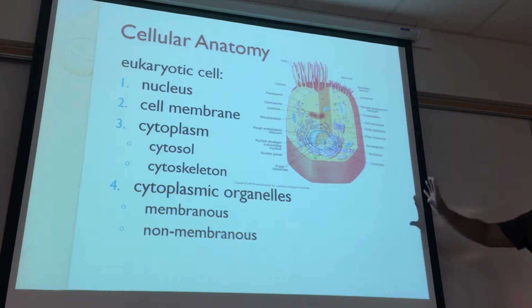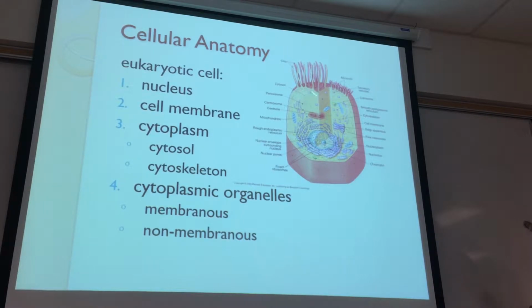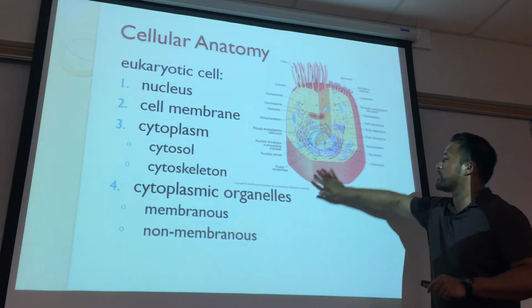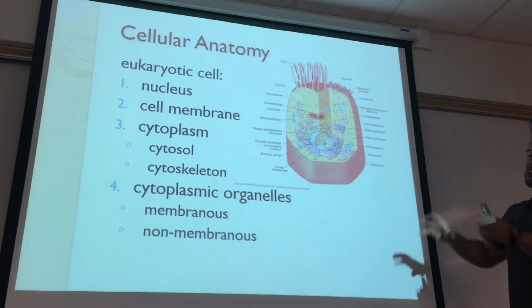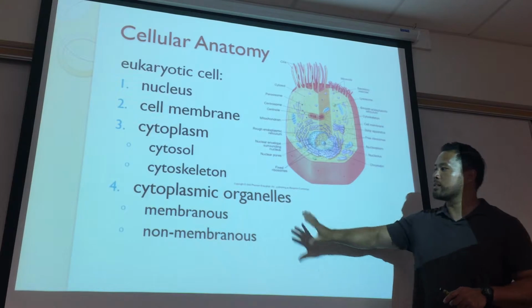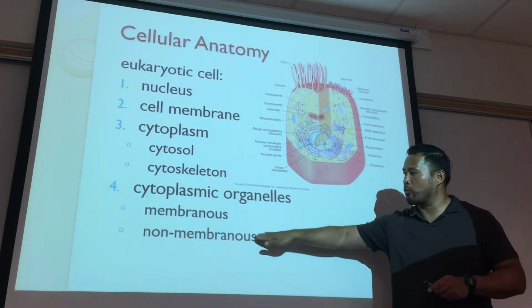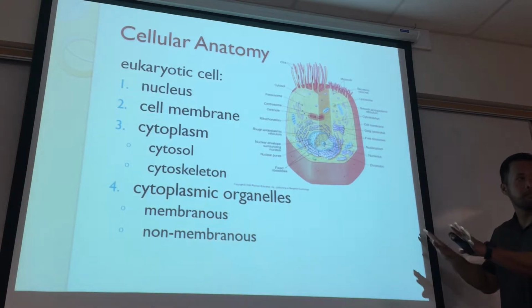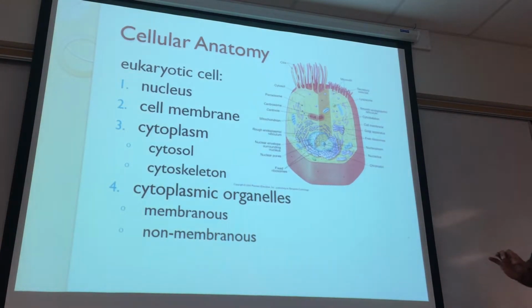So for the cellular anatomy, as you can see, there's a nucleus, there's a cell membrane, which we'll talk about, and the cytoplasm, which is all the contents within the cell, of which we'll see cytosol, which is this fluid, and the cytoskeleton, which contains the filaments that give it its structure. And then we'll talk about the organelles, some of which have a membrane and some of which do not, and we'll talk about those functions later on. Again, a high-level overview of the cell.